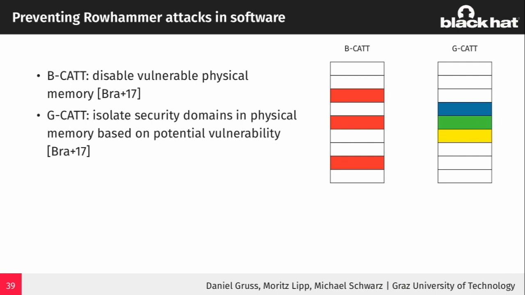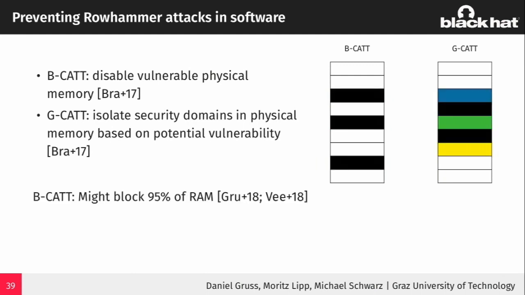So what if during boot we scan the entire memory, check those locations where we can induce bit flips, and just block them so that you cannot use them at all? Yeah, this was proposed in 2017. They also proposed to isolate security domains so the kernel is not next to user space, so we don't have any page tables in our reach for the row hammer attack. So either we disable memory or we leave gaps between the different security domains, right?